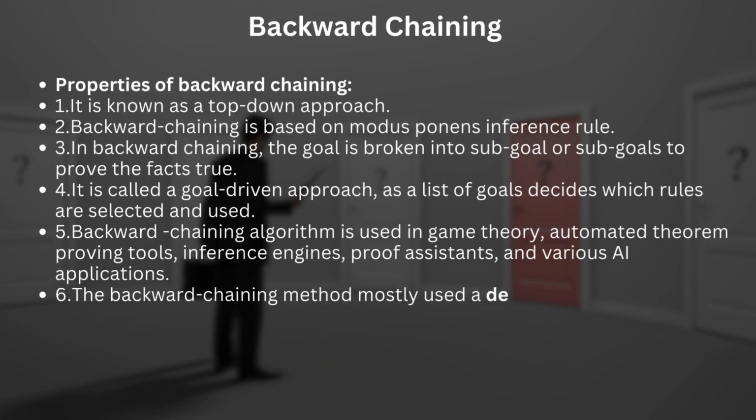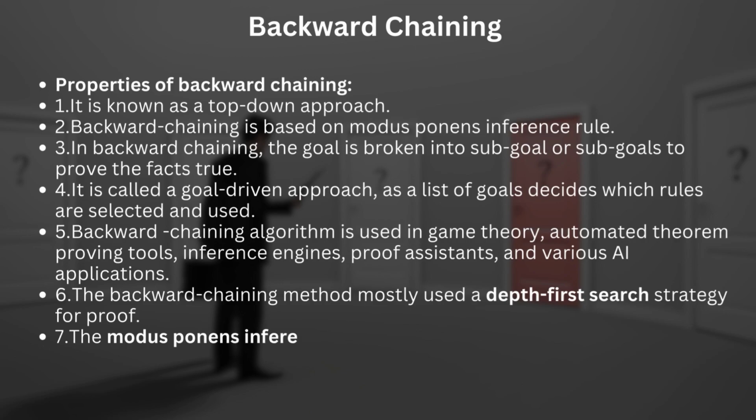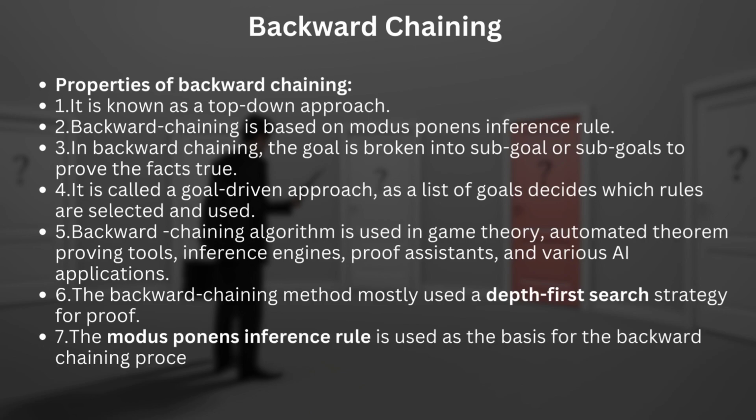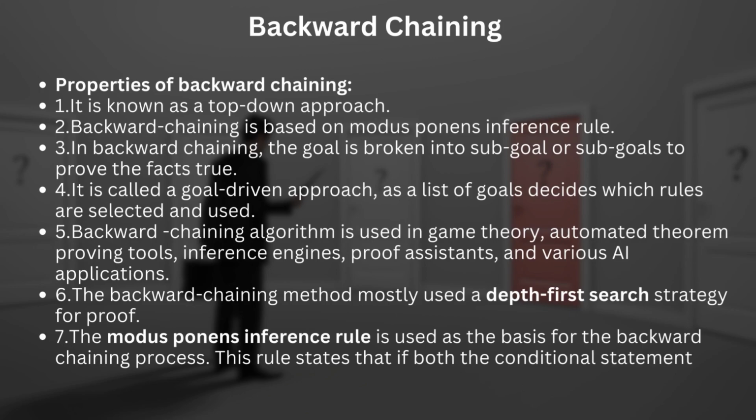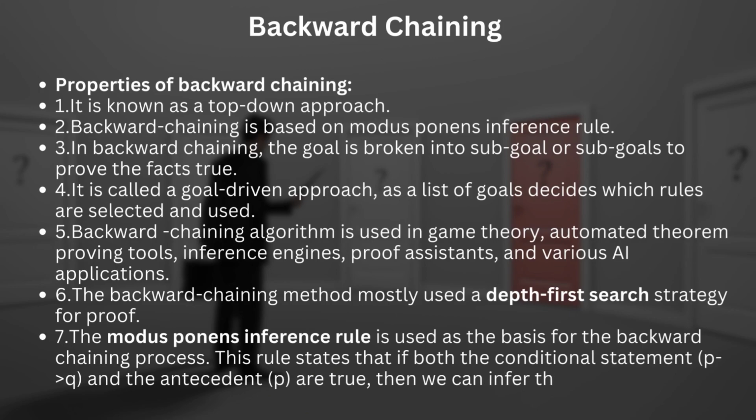Another property is that it uses the modus ponens inference rule. It is like a rule of logic that says if something is true and I know it is true, then I can use that to figure out more things that are true. In backward chaining, the goal is broken into sub goals to prove the facts true. You start with a big goal you want to prove, but that goal might be too big to solve all at once, like solving a huge puzzle in one go. So, you break it into smaller parts, like solving different sections of the puzzle.